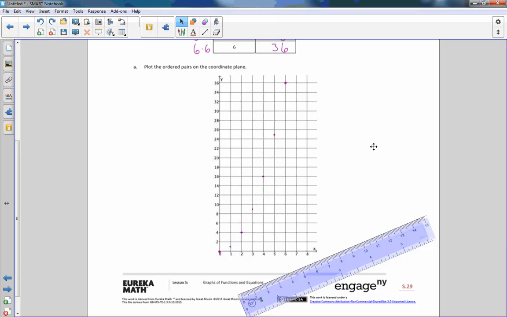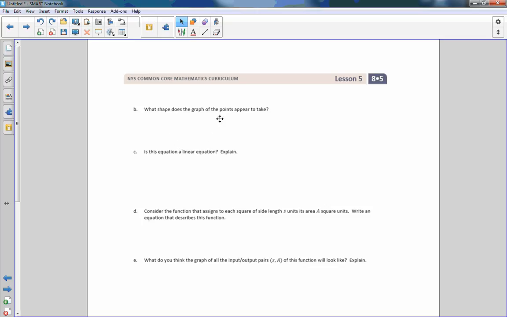Okay, so there's the ordered pairs plotted. B says, what shape does the graph of the points appear to take? Obviously it's not a straight line, so it appears to curve. Let's call it a curve. It appears to be a curve. Is the equation a linear equation? No, it is not a straight line.